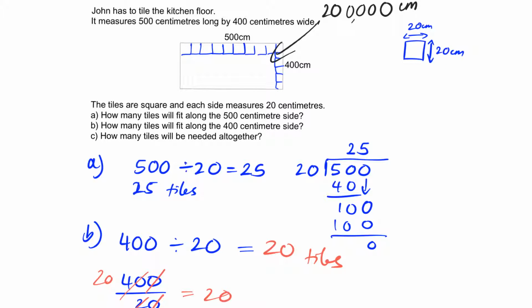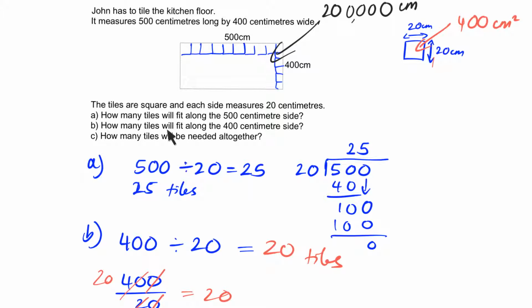Now, what is the area of each tile? The area of each tile is just 20 by 20. 2 times 2 is 4. 2 zeros there, so that's 400 centimeters squared.